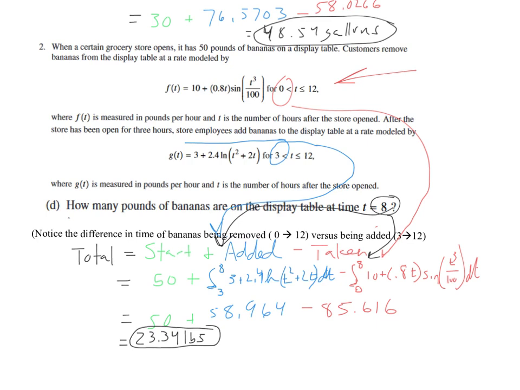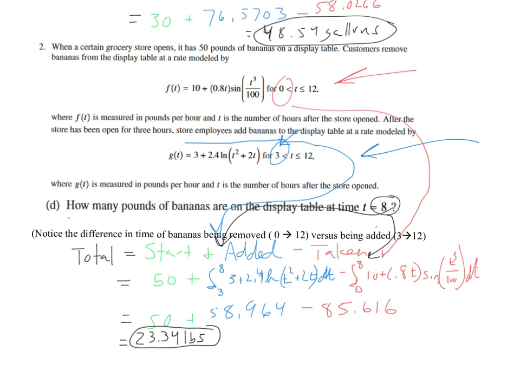However, there is an employee of ours that starts adding bananas back at a certain rate, but that employee, and this is important, doesn't start adding bananas until hour 3. So actually for the first 3 hours, there are bananas being taken, but none being put back on. And then from hour 3 to hour 12, bananas are being taken by customers and replaced by the store employee. We want to know how many there are at hour 8.